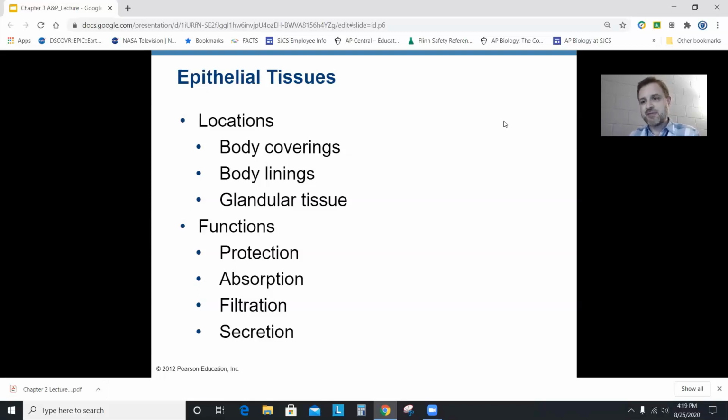The functions of epithelial tissues will be for protection. Again, think like your skin. Absorption, filtration, and secretion. So oftentimes these membranes, think about like your mucous membranes. If you produce mucus, that's like a secretion. Your lungs are a membrane that absorbs oxygen. Filtration, things like your kidneys filter your blood. So absorption, filtration, and secretion are things that membranes can do besides just protecting. They might be absorbing something or secreting something out.